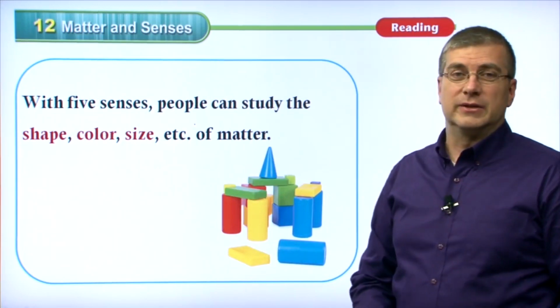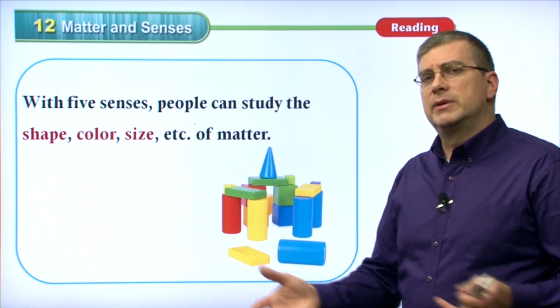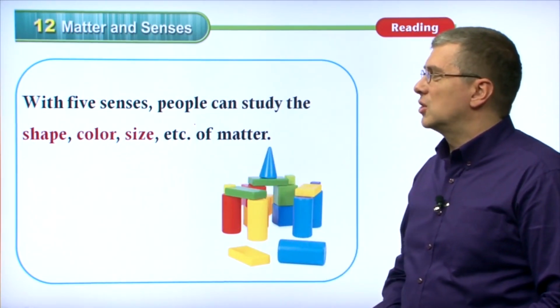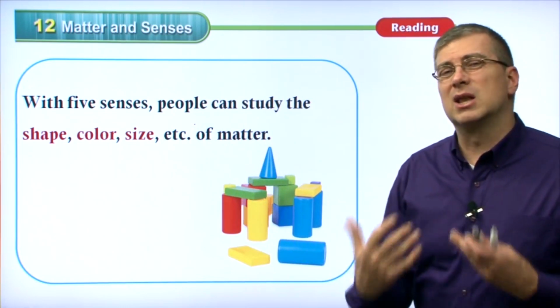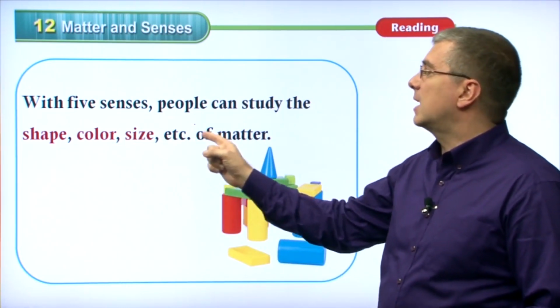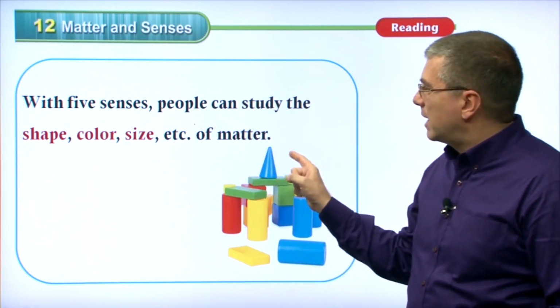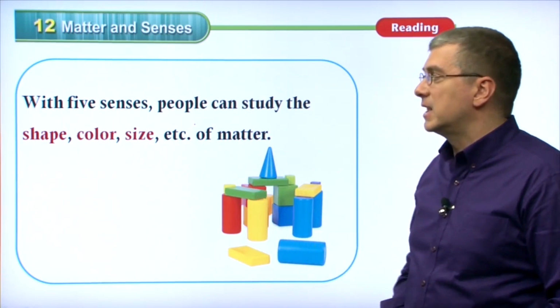So we've covered the five senses. What are things that we can figure out about materials? Then we have some information about that. With the five senses, people can study. We can learn about shape, color, size, etc. of matter. So we can find out what is the shape. Is it a cone shape, a block shape, or a cylinder?